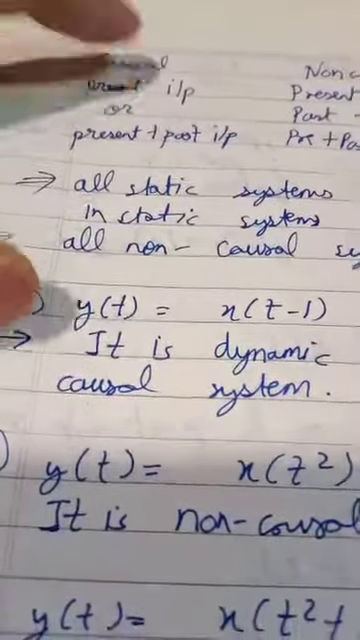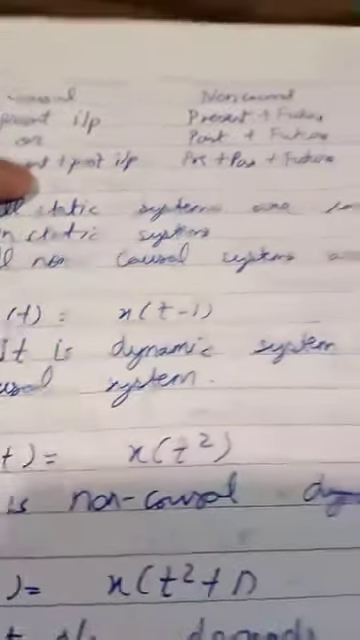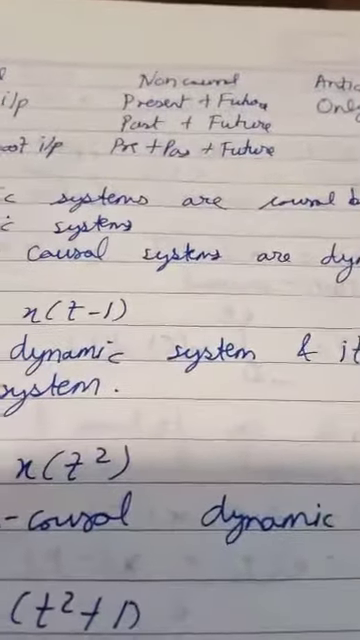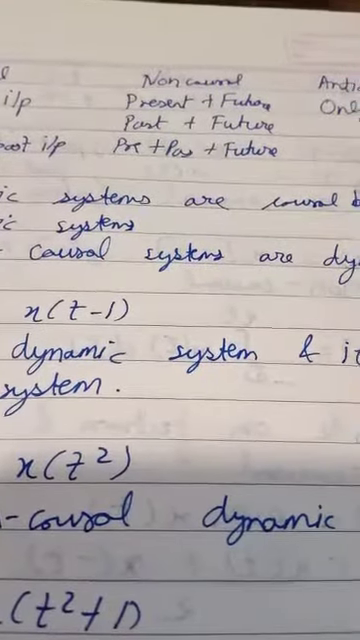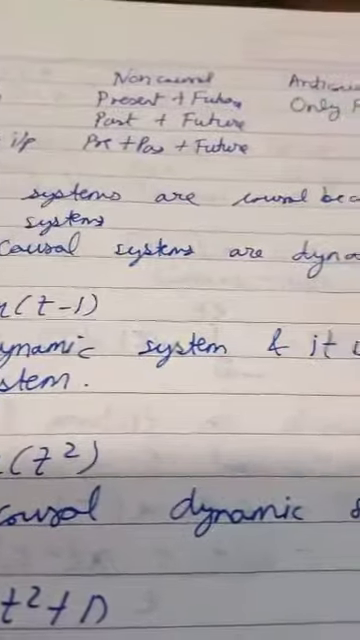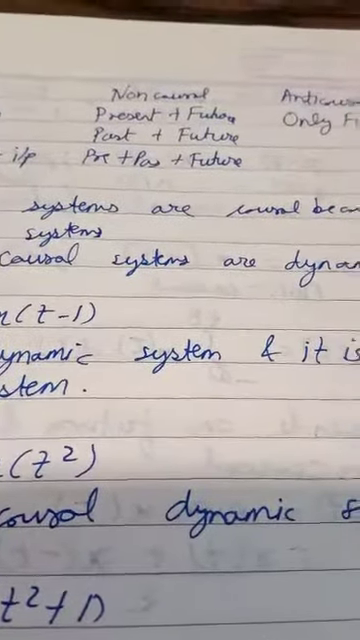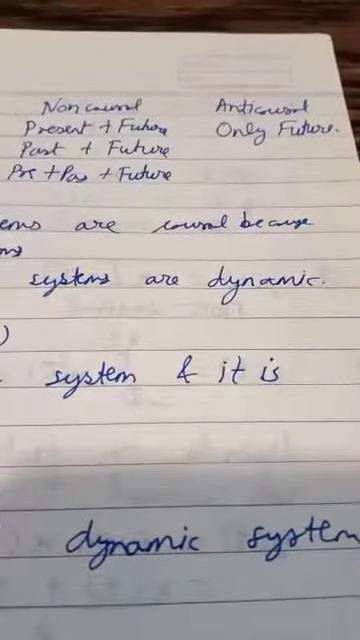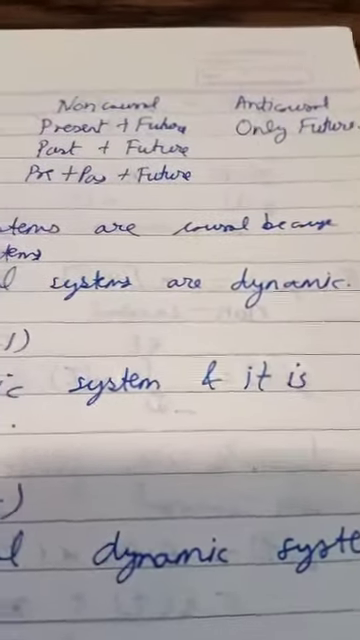In this video, we will discuss causal, non-causal and anti-causal systems. In a causal system, output depends on present input or present plus past input. In a non-causal system, output depends on present and future input, or past and future input, or present, past and future input. In an anti-causal system, output depends only and only on future input.